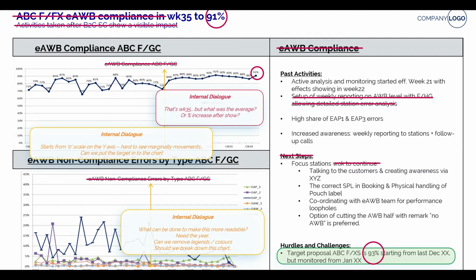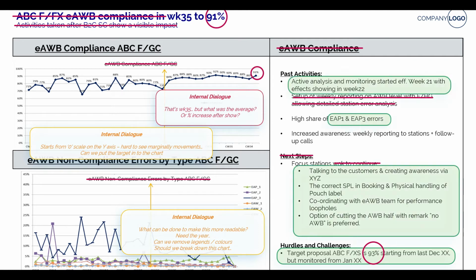So there's a lot of things we can do to that chart to make it a little bit clearer. As for the remaining text, it looks okay, but we can definitely break it down. And in fact, some of it we can incorporate back into the chart. If you look at the text box under past activities, so active analysis started on week 21 with effects shown in week 22. Actually, we can incorporate that very clearly in the chart.